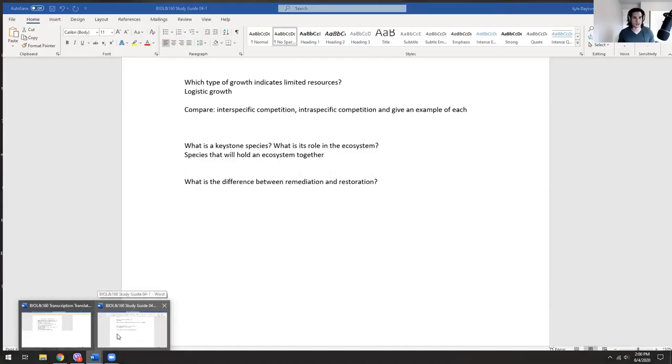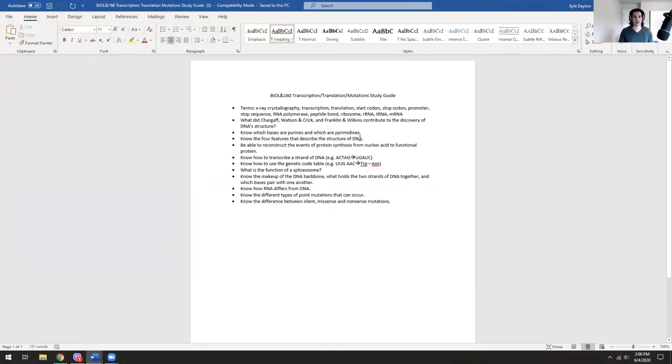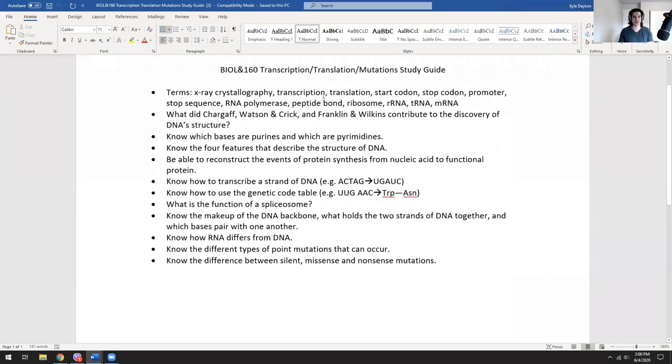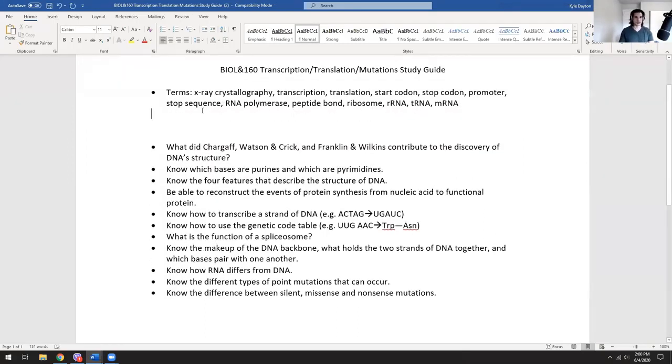Okay, let me find the last one. All right, we'll roll through this really quick. X-ray crystallography, transcription, translation, start codon, stop codon. Wow, made this hard on myself.